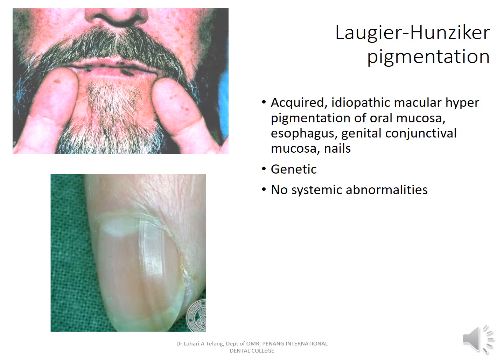Moving on, there is also something called idiopathic pigmentation, which is there in the classification, and under this we have one peculiar disease called Laugier-Hunziker pigmentation. Quite rare, but this is an acquired idiopathic macular hyperpigmentation of the oral mucosa, also seen in the esophagus and genital and conjunctival mucosa as well as nails. It's again having a genetic predisposition with no systemic abnormalities except pigmentation. We can see on the patient's lips here, fingers, as well as pigment on the nails.